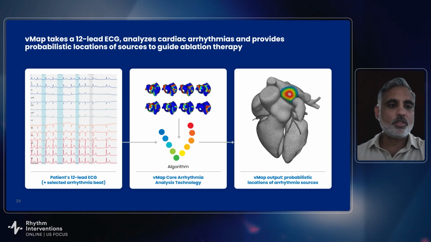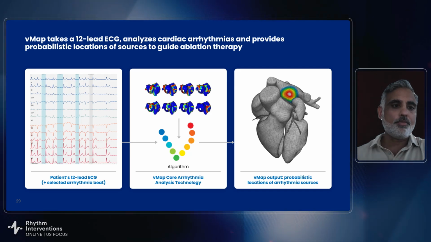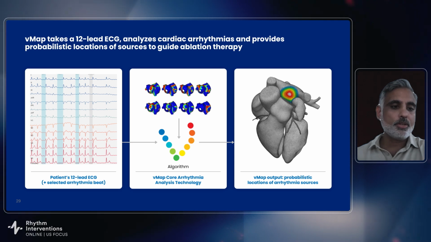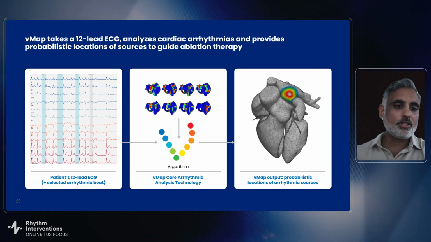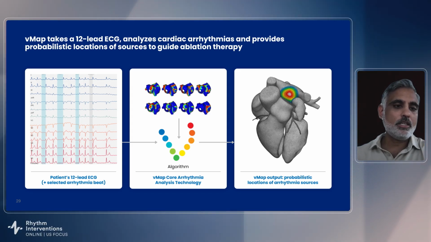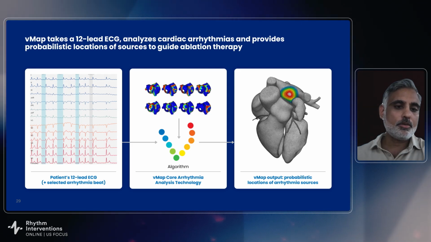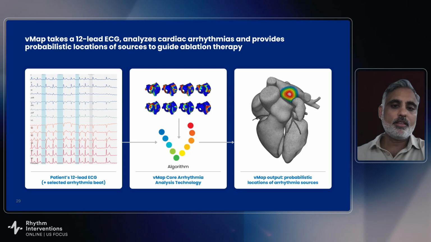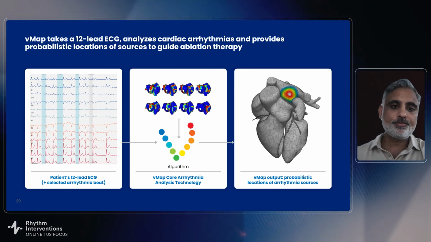So the VMAP takes a 12-lead EKG, and it analyzes cardiac arrhythmias and provides a probabilistic location of sources to guide ablation therapy. So in this example of atrial fibrillation, if you look at the blue columns, it actually looks at the EKG between the T wave and the next QRS and analyzes that area through an AI-based algorithm and gives you the most likely area that is causing the atrial fibrillation or that is driving the atrial fibrillation.